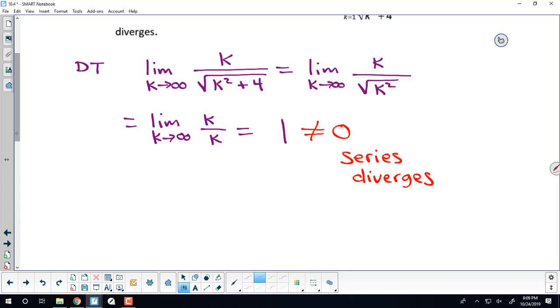Just be mindful of our schedule. We're covering 10.5 next, and then we're going to jump to 10.7, and then come back to 10.6, if you're printing the notes.